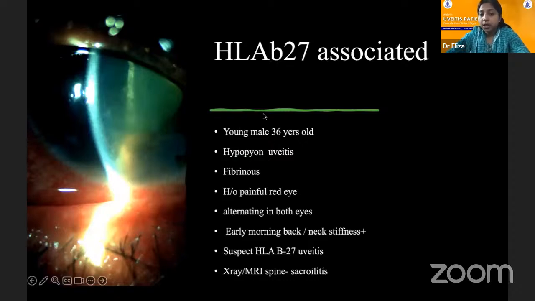So this is a case where a 36-year-old male presented with hypopyon uveitis. It was very fibrinous, a painful red eye, alternating in both eyes. He gave a history of morning back and neck stiffness. So we suspected HLA-B27, and it came out to be positive. Imaging also showed sacroiliitis. So whenever we see this history of fibrinous hypopyon uveitis alternating in both eyes, we have to suspect HLA-B27.